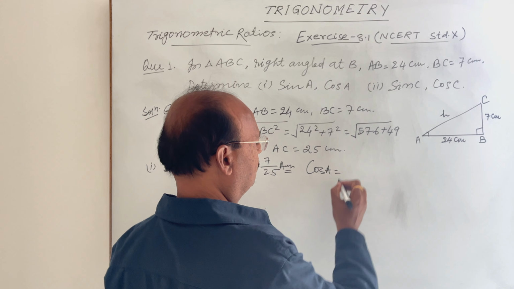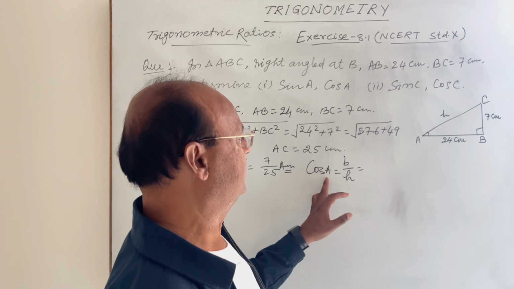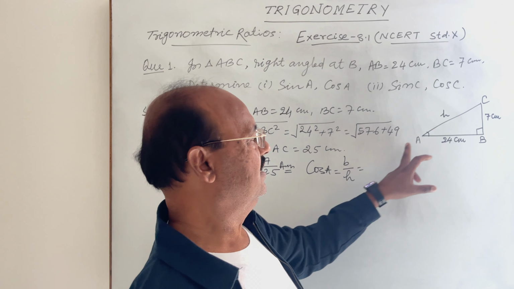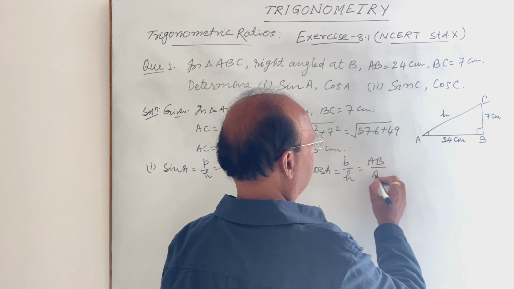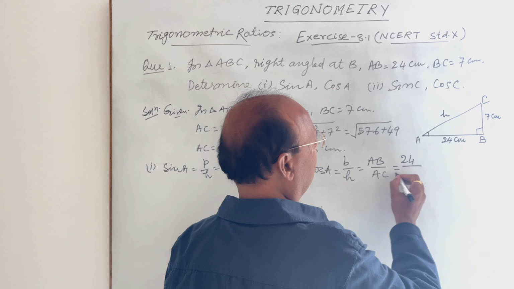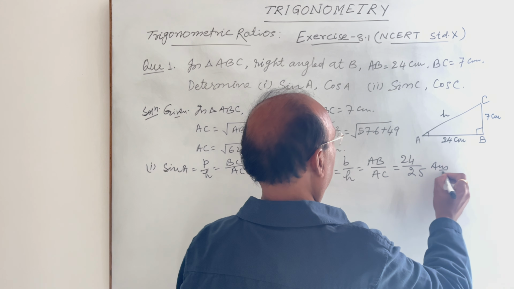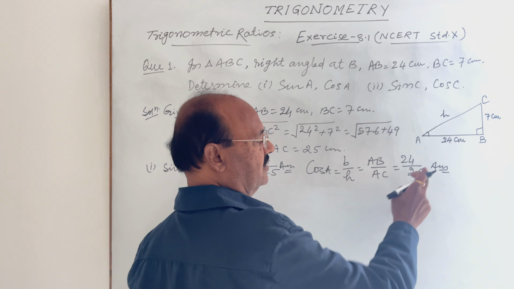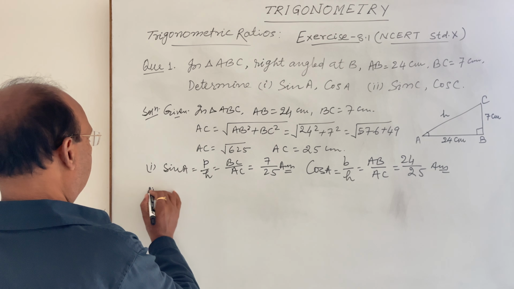Cos A is B by H, and with respect to angle A, base is AB and hypotenuse is AC. AB is 24 and AC is 25. So cos A is 24 by 25. This is the answer for cos A. Now let us see the second part.